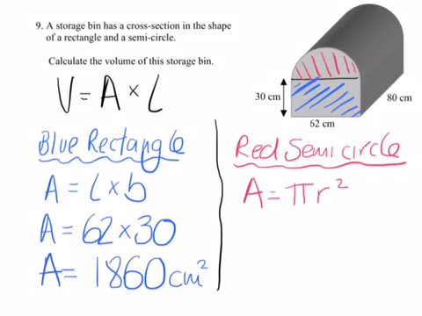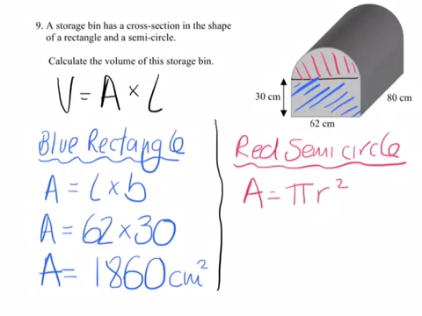So the first thing we want to do is identify the radius. Well, our semicircle up here, as shown, would have a centre point here, which means the radius would be the distance from here to here. Since we know the distance all the way across is 62, that would be the diameter, which means the radius would be 31.